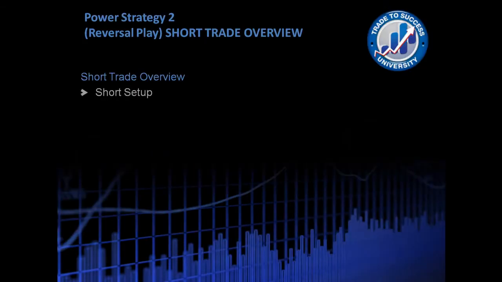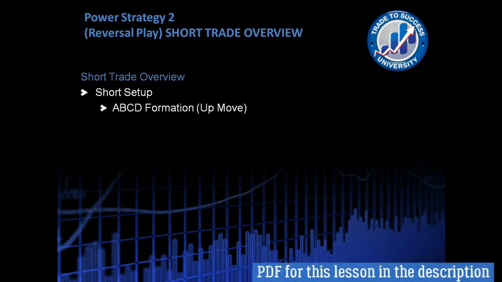So now with the short setup, we are looking for an ABCD formation up move. Remember, we're going against the ABCD move. So if it's an up move, we're going to be taking a short. We want to go against the CD move. This is a reversal play, so we want to make sure it's an ABCD formation, which is an up move.